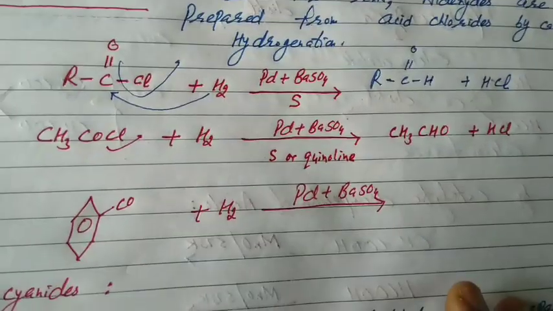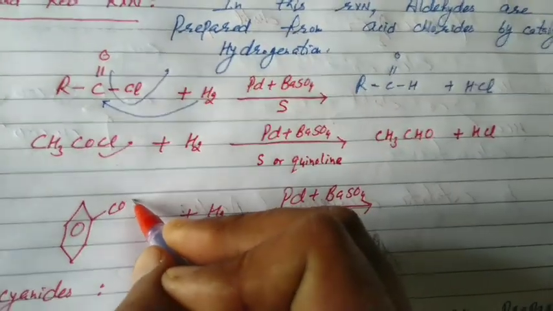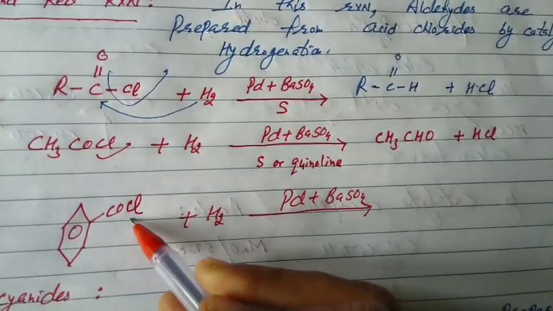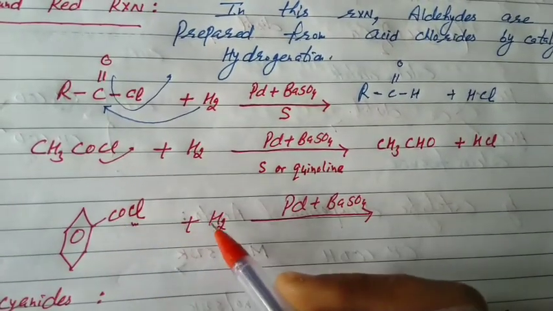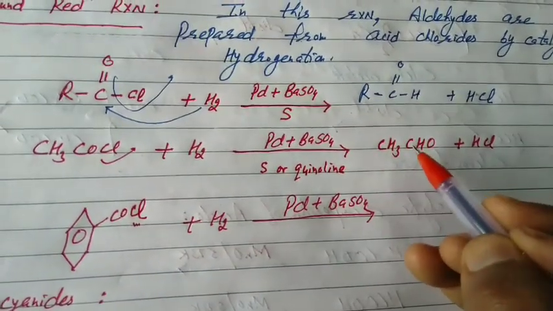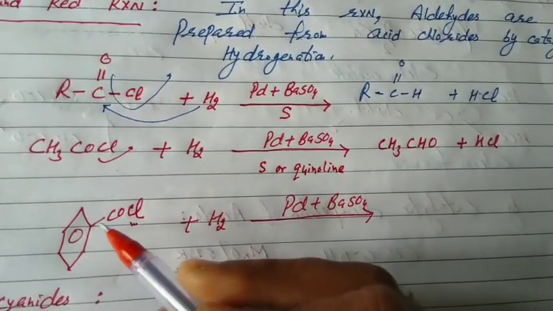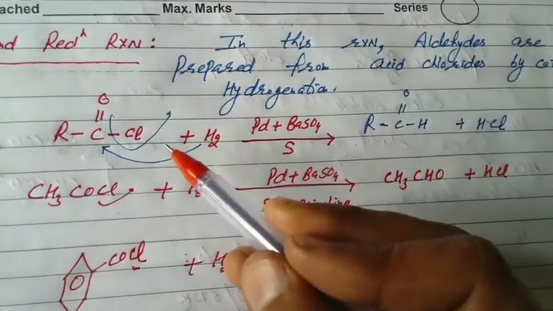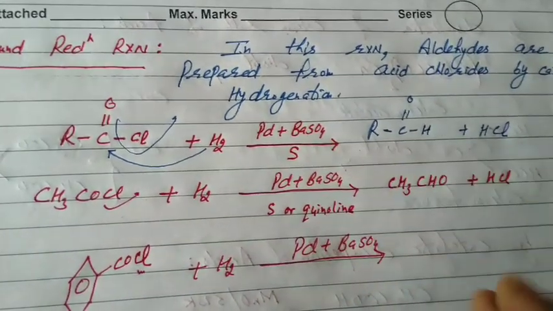In the same way, students, try to do this. It is again Rosenmund's reduction reaction. C6H5COCl, benzoyl chloride. Loss of electronegative element, reduction, addition of hydrogen, reduction. But please, you don't write COH. You write in the way I already guided you. The hydrogen will link with carbonyl carbon. So we will write C6H5CHO plus HCl. It is Rosenmund's reduction reaction. Easy. Aldehydes are prepared from acyl chlorides by catalytic hydrogenation in the presence of Pd plus BaSO4.